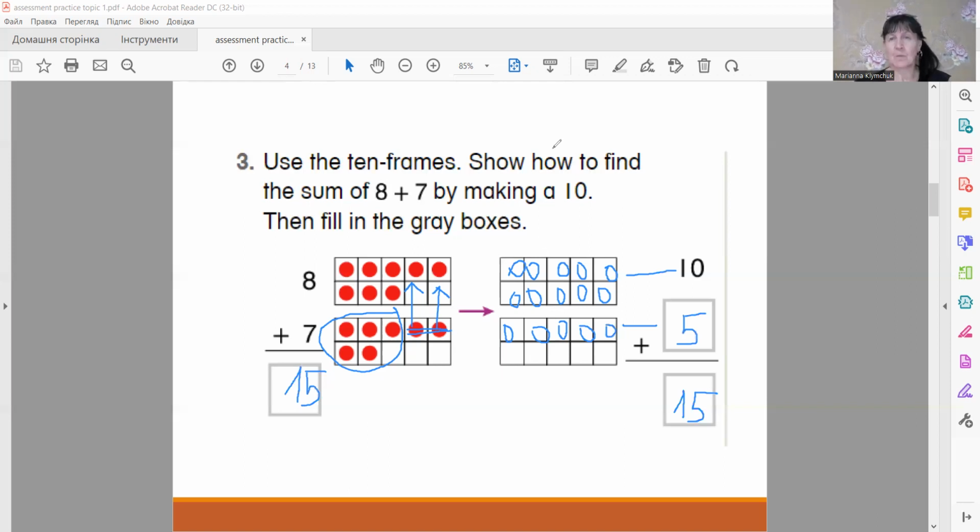Okay? Okay, that's it. What you need to do is 10 frames. You need to show me how you moved with the picture. Then you need to draw a new picture. And of course, write numbers, what you see with your eyes.